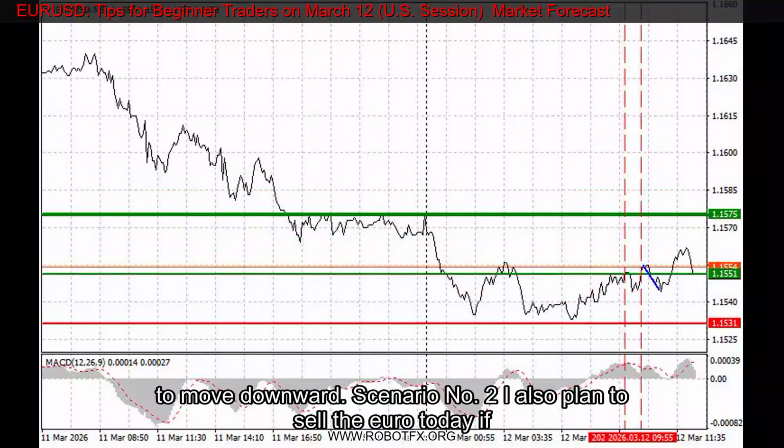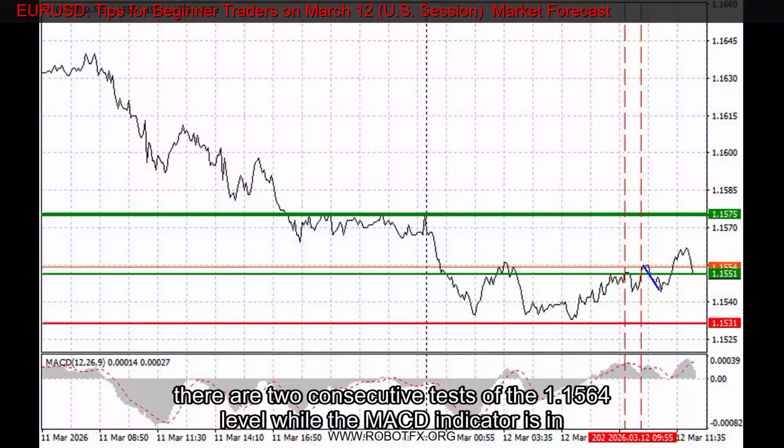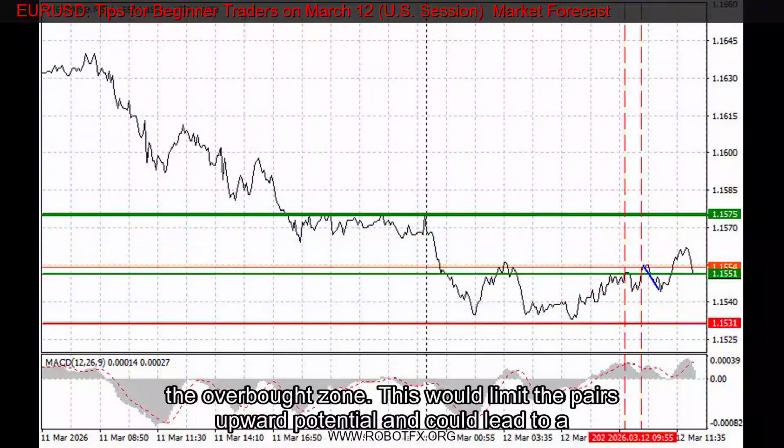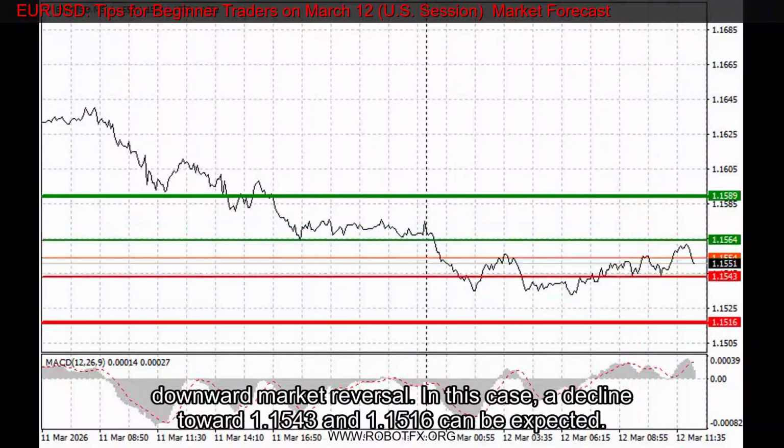Scenario No. 2. I also plan to sell the euro today if there are 2 consecutive tests of the 1.1564 level while the MACD indicator is in the overbought zone. This would limit the pair's upward potential and could lead to a downward market reversal. In this case, a decline toward 1.1543 and 1.1516 can be expected.